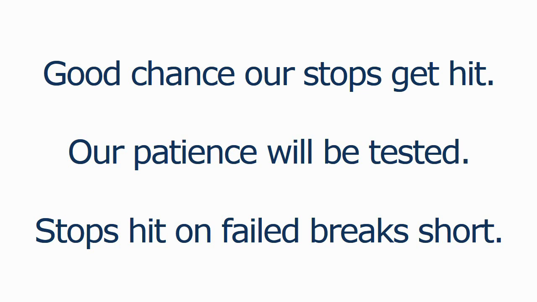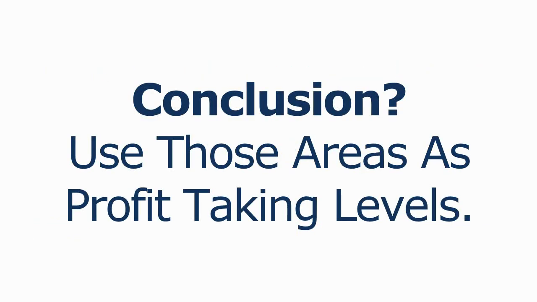If price finds balance and consolidates, our patience is going to be tested. And those that lock in some profit may find their stops hit on failed breaks short. So, conclusion, we use those areas as profit-taking levels. By taking a profit in those areas, we're using the structure of the market, the rhythm of the market, and we're accepting a few scenarios can play out in those areas to objectively put some money into our trading accounts.